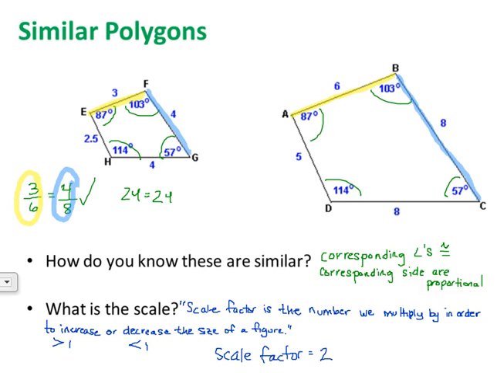If we wanted to talk about going from this figure to this figure, we're getting smaller, so our scale factor would be 1/2. Just remember that when we're increasing or getting bigger, our scale factor has to be greater than 1. If we're decreasing, our scale factor has to be less than 1. And look at the ratio of your corresponding sides, and that's going to be your scale factor.